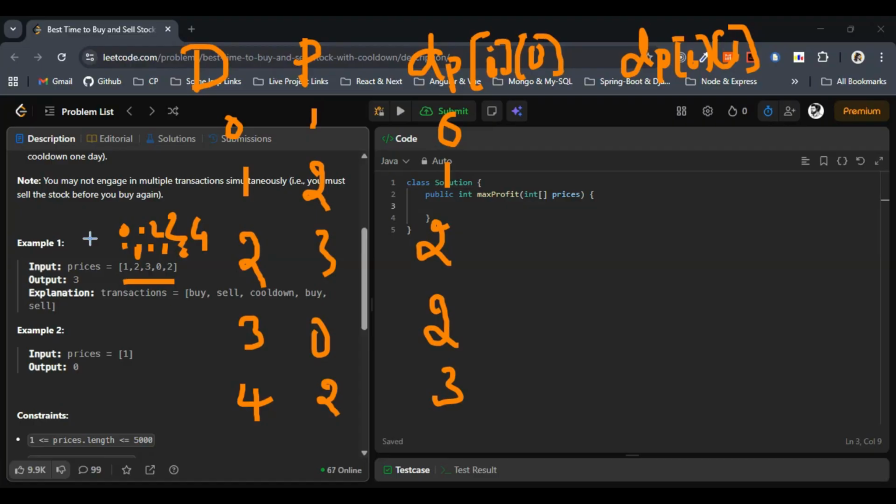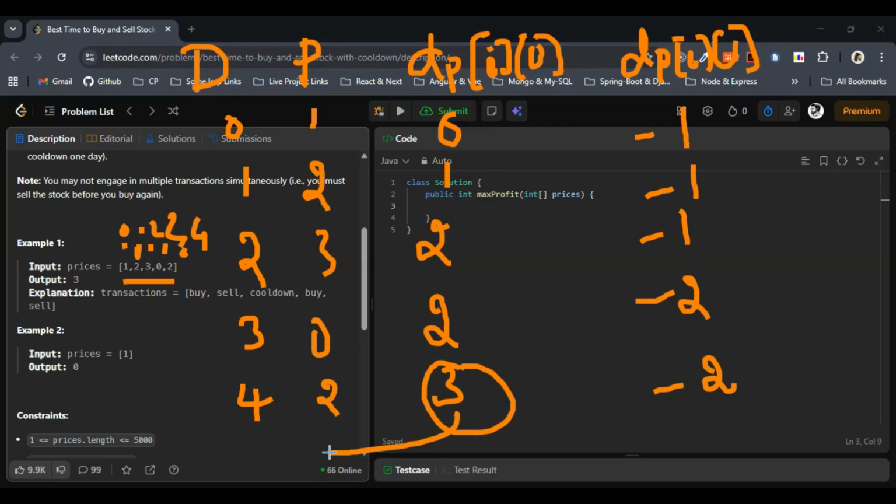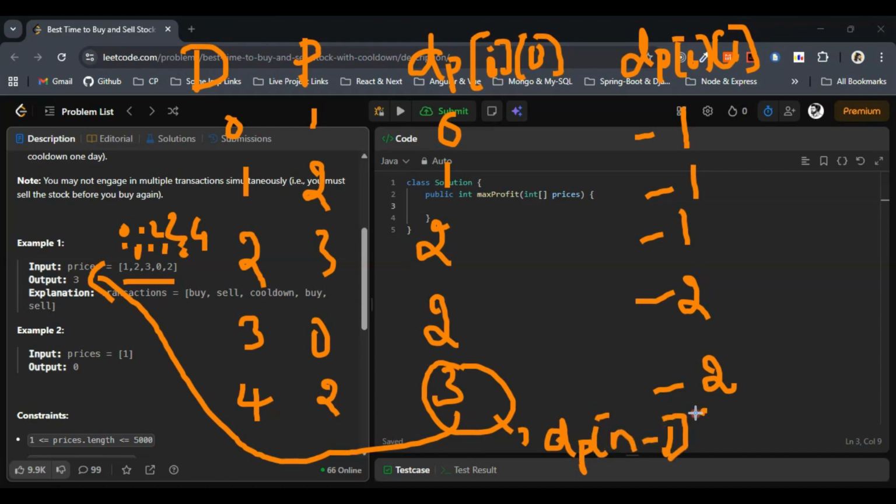You'll get to know this when we write the code. So the value will be minus 1 here, minus 1 for this one as well, and finally minus 2 and minus 2 here. So this returns the output, basically 3. The output that we got here is 3, which is equivalent to the output I mentioned for example 3 within the question. This is dp of n minus 1,0, which is nothing but 3.